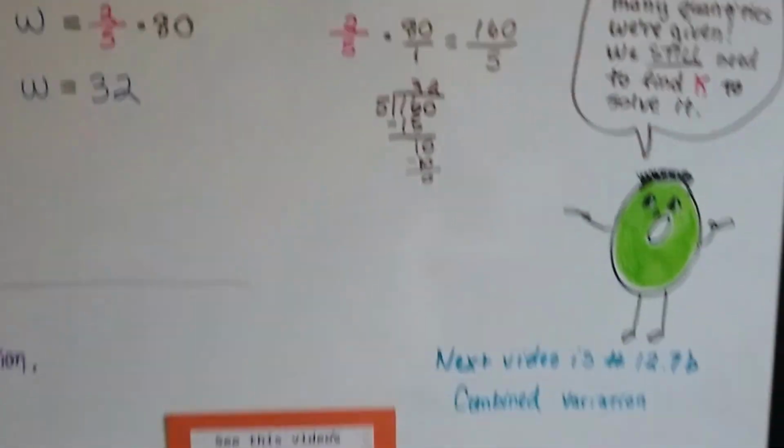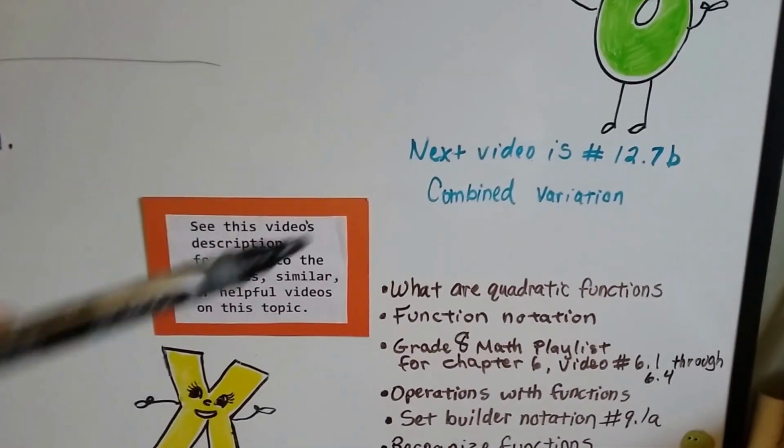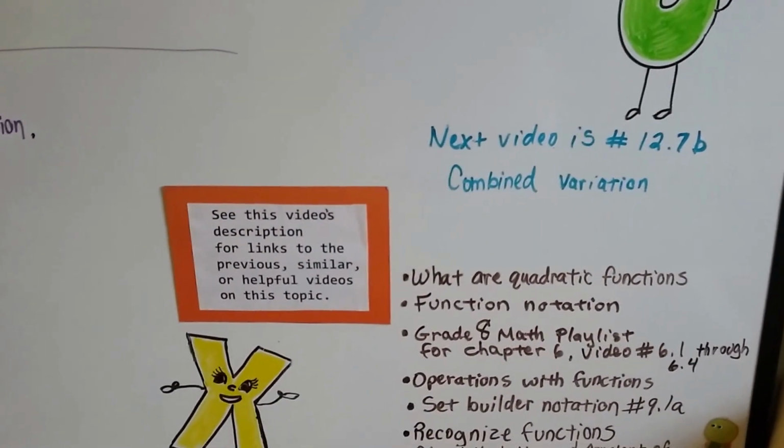All right? So our next video is going to be 12.7b. We're going to talk about combined variation.